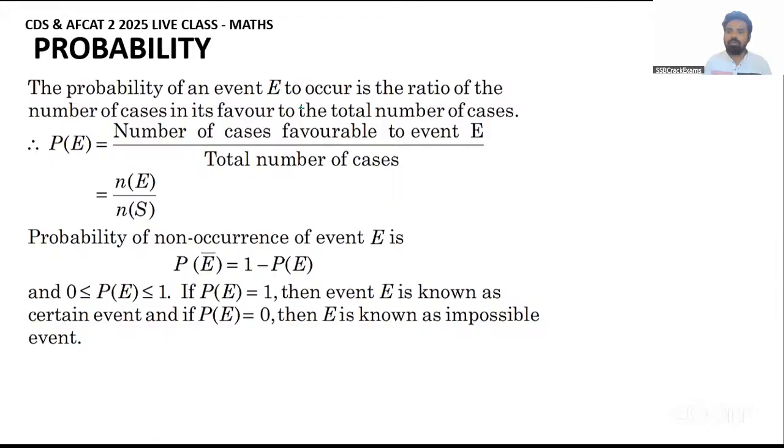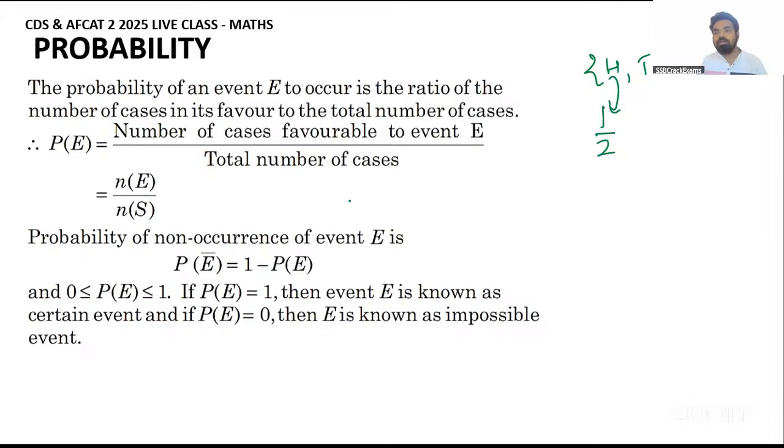Suppose in tossing of a coin, we want head. Then there can be two cases, head or tail. The number of cases that we want is 1, and the total number of cases is 2. So it means that the probability of getting a head is 1 by 2, right?